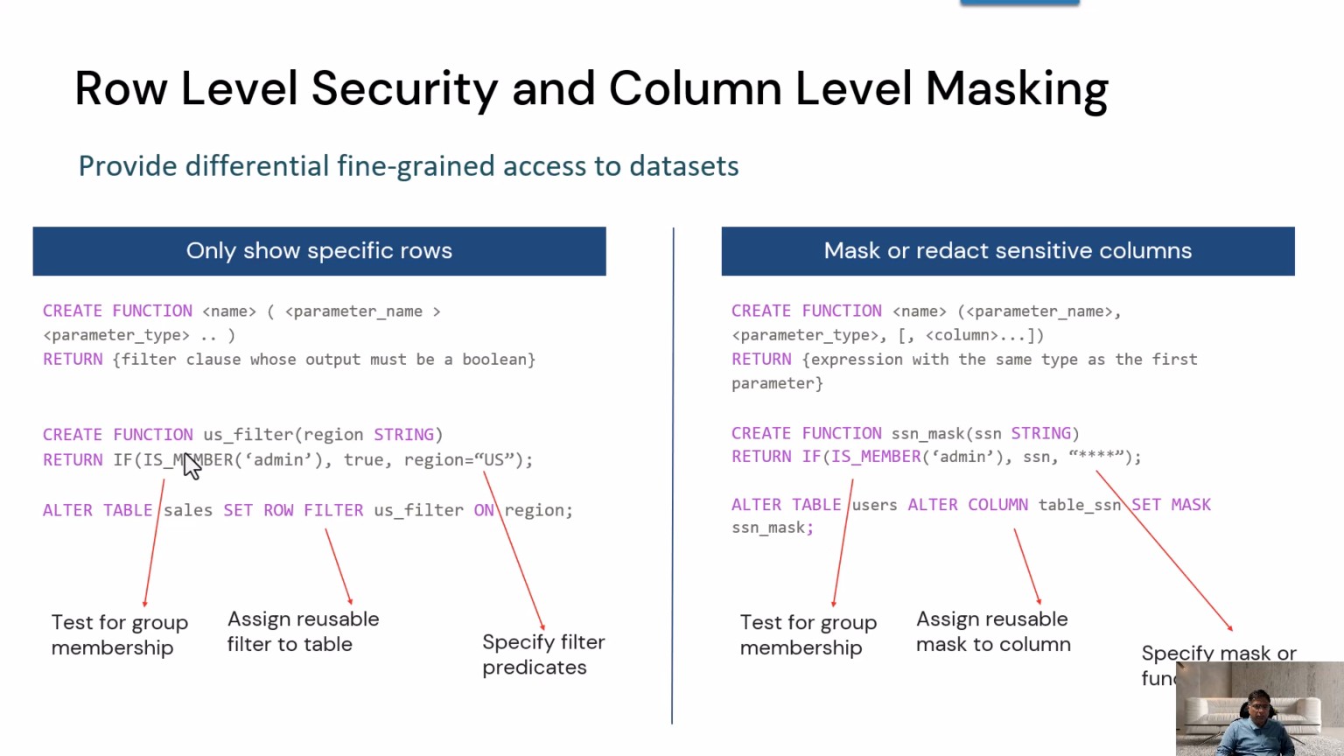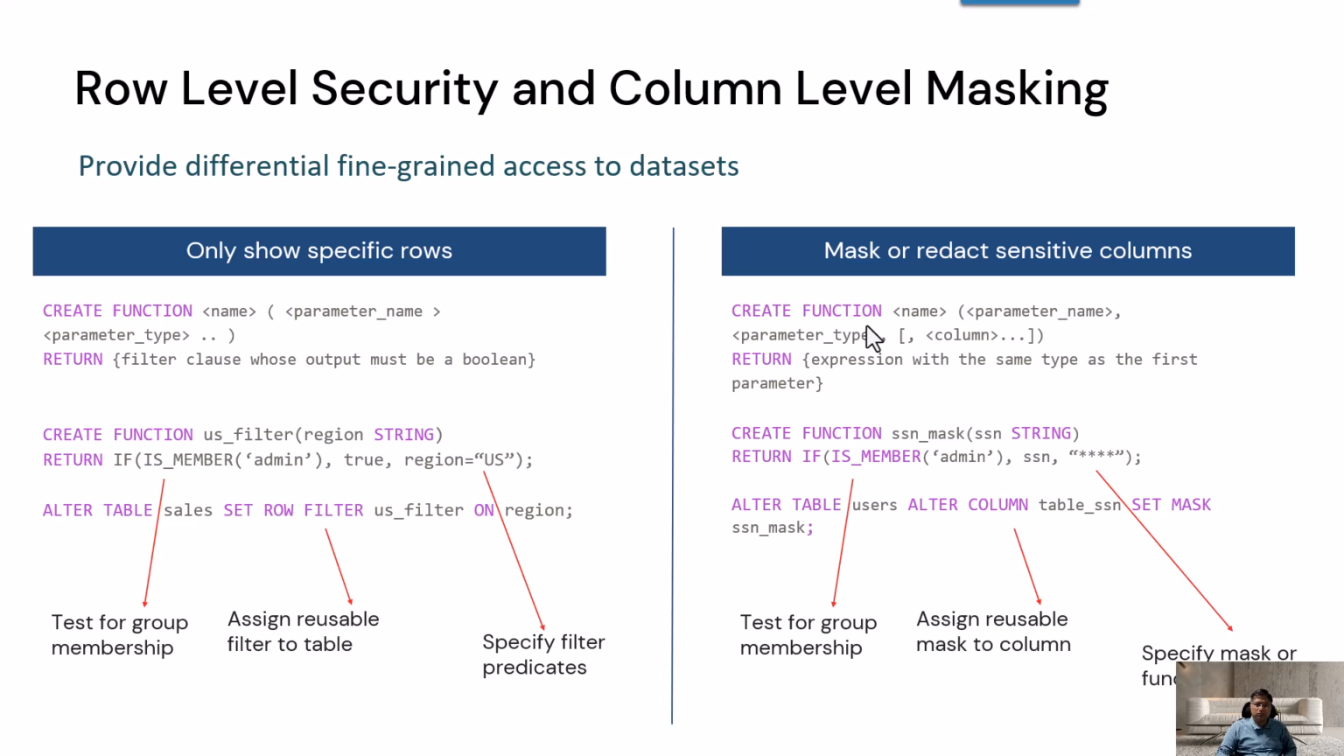It is very simple to create this kind of row filtering. You will create a function and assign that function using the alter table statement. So in this case: alter table sales table, set row filter, the function name which you have created, on region. That means on the region you will use this function, and the filter condition is region equal to US. So it will filter region equal to US if you are not in the admin group, otherwise it will display all the rows.